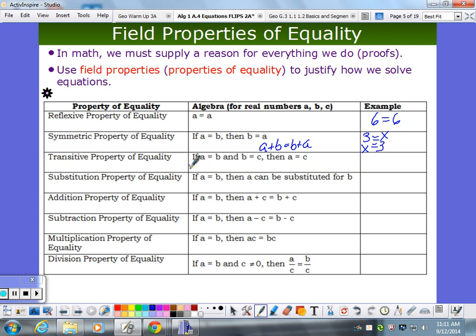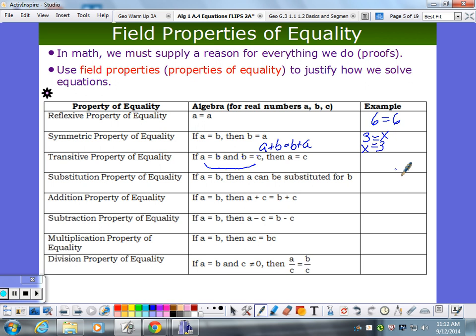Transitive property of equality is an awesome little property. We don't use it much in algebra, we use it a lot in geometry, but you still have to know it in algebra. I will say this is a favorite SOL question for some unknown reason to me. They love to ask something about the transitive property. It states, if A equals B and B equals C, then it follows that A has to equal C.